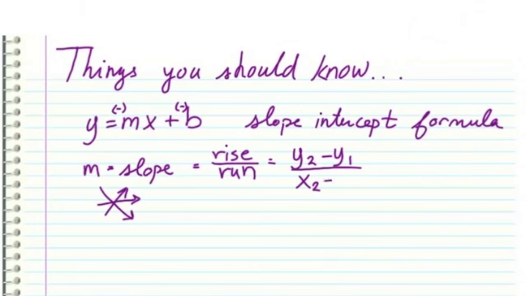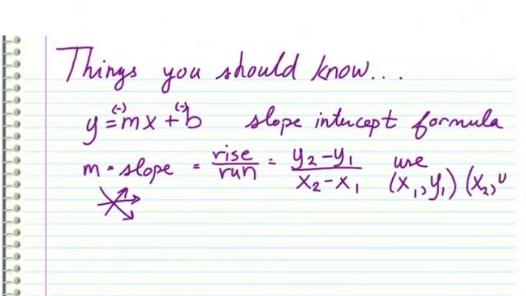To actually calculate rise over run, you can use two coordinate points. You can use (x1, y1) and (x2, y2). So in order to actually solve for slope, you will need two coordinate points in order to calculate that number.